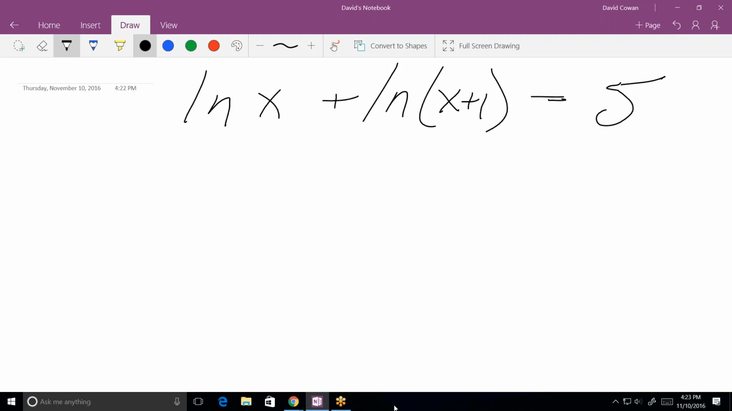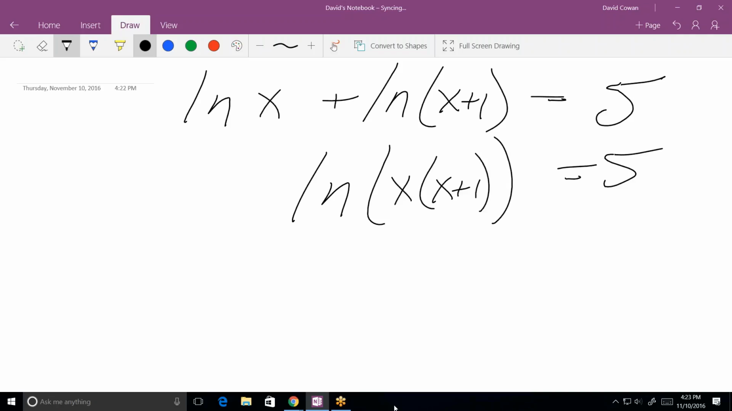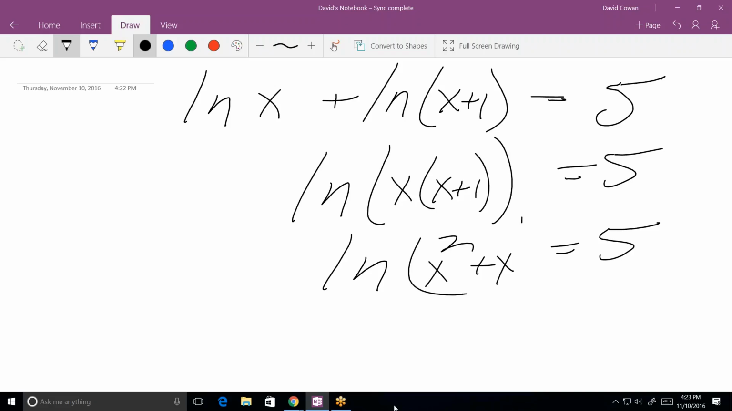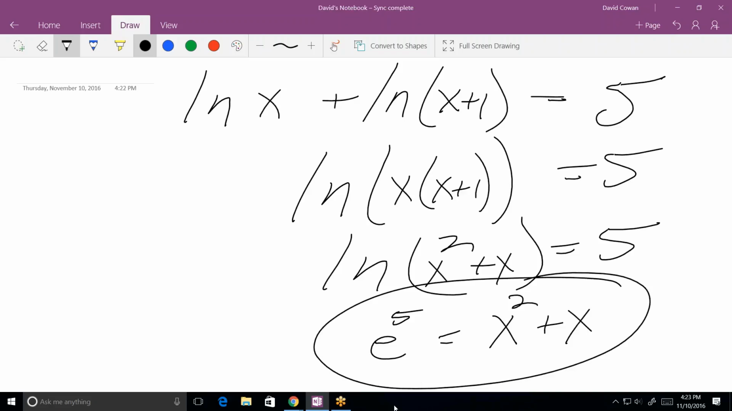Okay. First step would be to compress it. So it's x times x plus 1. Second step would be to expand that. So it's x squared plus x. Third step, e to the 5th equals x squared plus x. That's just a quadratic that you can solve. You're going to get a positive and a negative solution. And the negative solution you have to throw away because it would violate that domain.